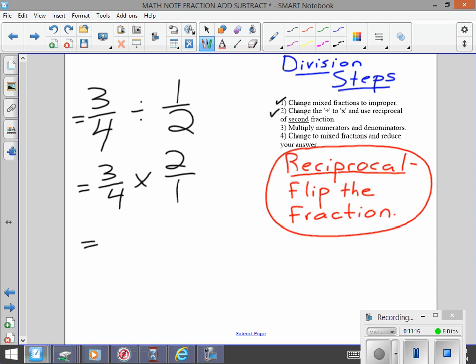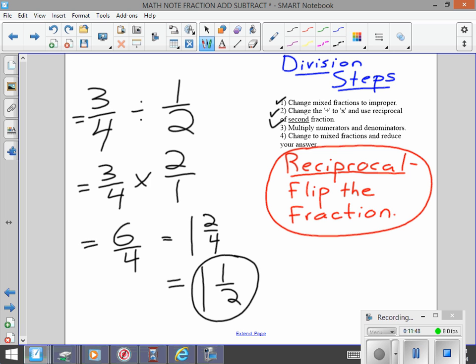Now we're just going to multiply the numerators and denominators, step 3. So 2 times 3 is 6. 4 times 1 is 4. Alright. The last step, like always, we're going to change to mixed fractions, so we're going to reduce your answer. So 4 goes into 6 one time. We have 2 left over. And the denominator stays the same, but we can make that smaller. We can make that 1 and a half. There's your final answer. Alright.